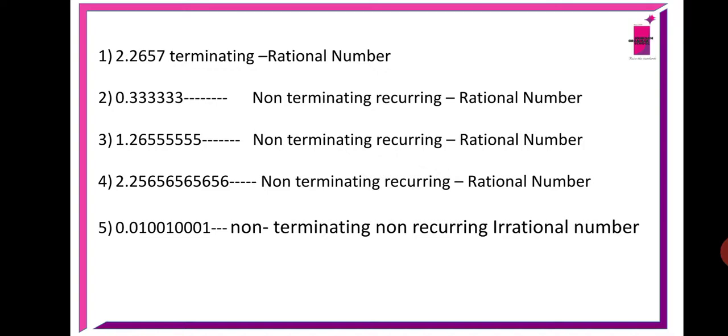But when you see the fifth one, 0.01001001, it is non-terminating and non-recurring because the set of numbers are not repeating in the same pattern. So, we can call it non-recurring, even though zeros and ones are repeated, they are not in the same series. So, it is called an irrational number.